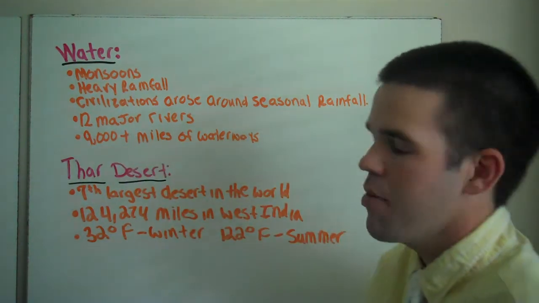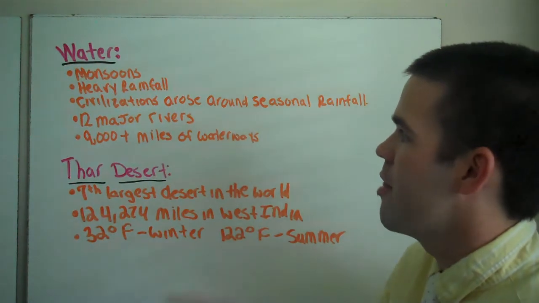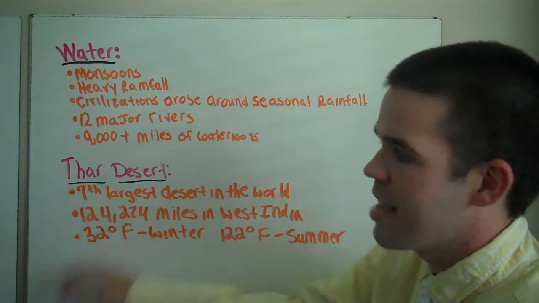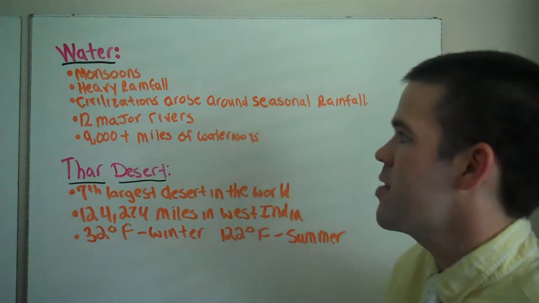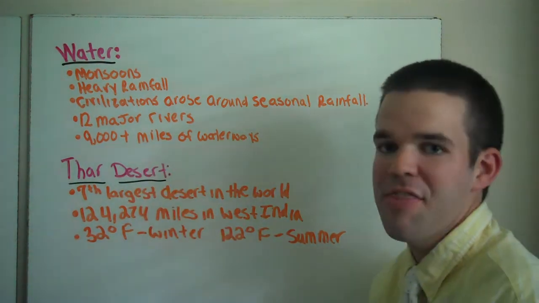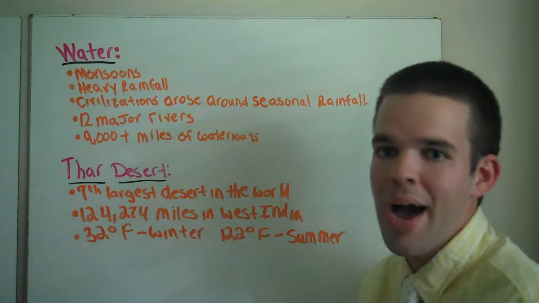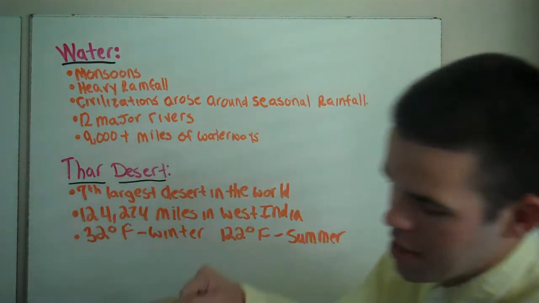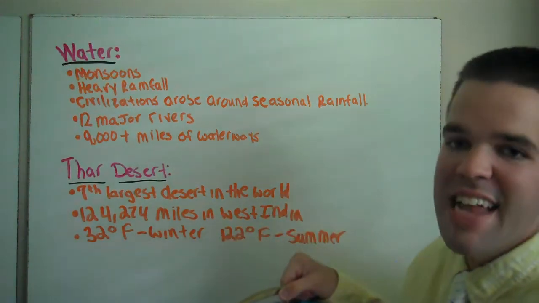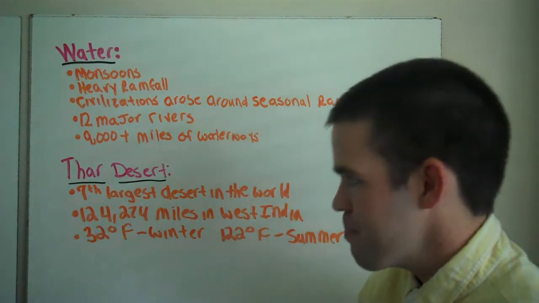There are 12 major rivers that make up India. The most famous one is the Ganges River. There is also an additional 9,000 plus miles of waterways. So the waterways in the country of India are 9,000 miles long.